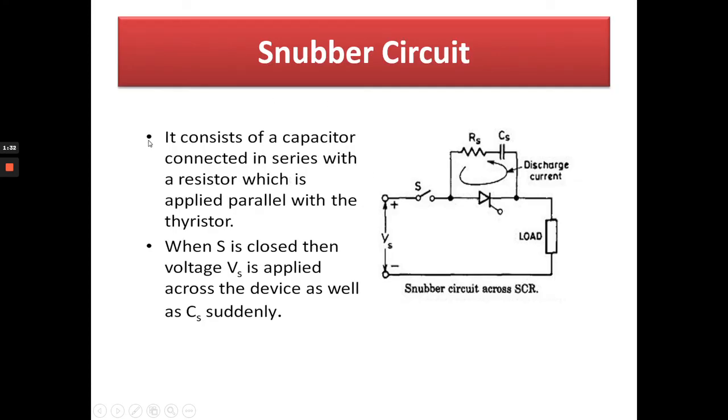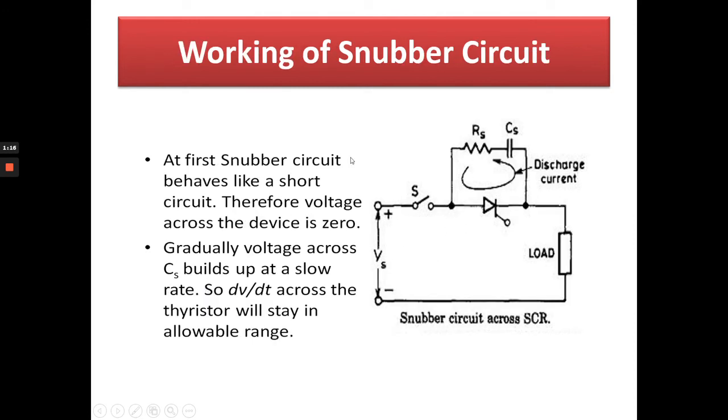Now we'll see the snubber circuit. It consists of a capacitor connected in series with a resistor, which is applied in parallel with the thyristor. When S is closed, then voltage Vs is applied across the device as well as Cs suddenly. At first, the snubber circuit behaves like a short circuit, therefore the voltage across the device is 0. Gradually, the voltage across Cs builds up at a slow rate, so dV/dt across the thyristor will stay in the allowable range.